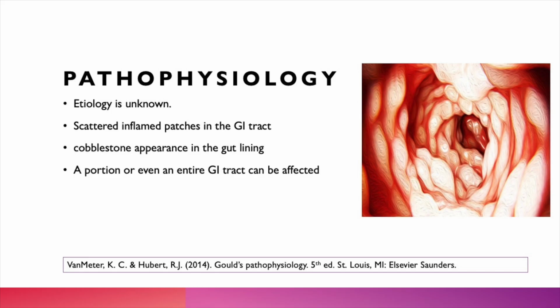Now let's take a look at the pathophysiology of Crohn's disease. Etiology is unknown. Through GI series, it is observable to see scattered inflamed patches in the GI tract. There's also cobblestone appearance in the gut lining, as you can see on the picture. A portion or even an entire GI tract can be affected.